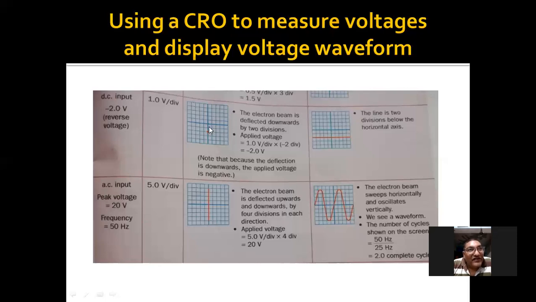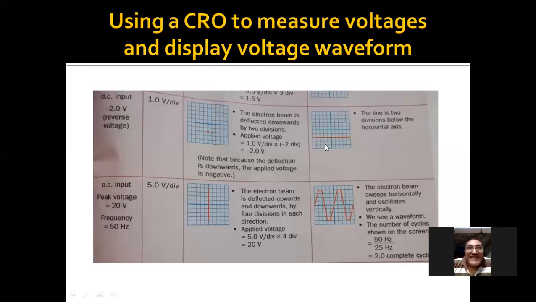So there it will be 2 squares below, 2 divisions below the center of the screen. When you switch on the time base, this dot will start moving left to right, right to left, left to right, and you will see a straight horizontal line on the CRO screen. You see, when you switch on the time base, this will be shown.